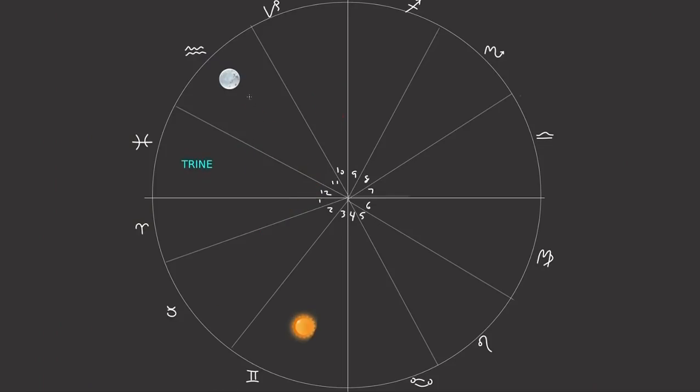So the next angle is a trine, and a trine is a 120-degree differential between the two planets. So trine is going to basically be 1, 2, 3, or tri-3, right? Like triathlon, etc. We have 1, 2, 3 spaces or signs in between these two particular planets. And again, this is 120 degrees, and that is represented by a triangle.